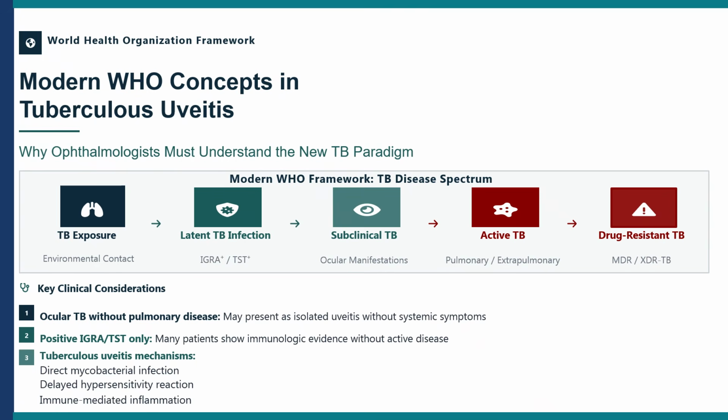So based on the WHO, tuberculosis is a broad spectrum, starting from the exposure up to the drug resistance. And for us as ophthalmologists, we should know that pulmonary tuberculosis is not exactly the same as ocular tuberculosis. In pulmonary tuberculosis, we are dealing with sputum microscopy and culture and the isolation of the organism from the sputum, and finding cavitations in the X-ray or in the CT scan.